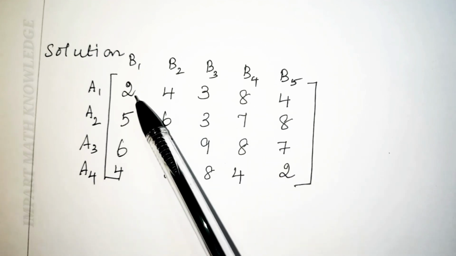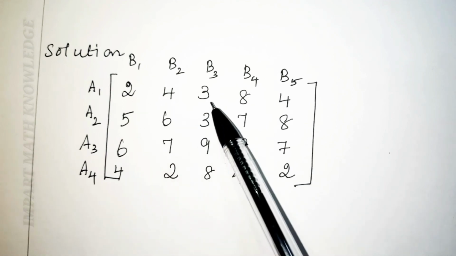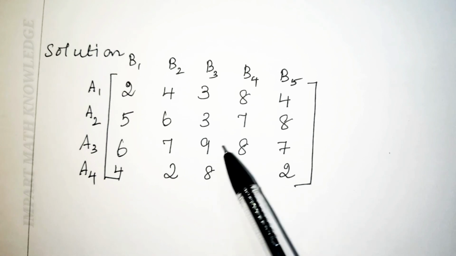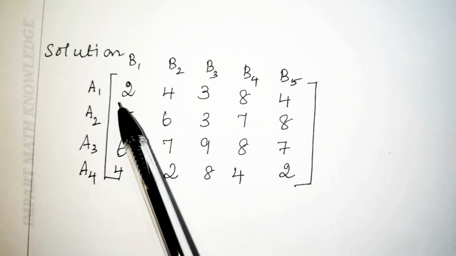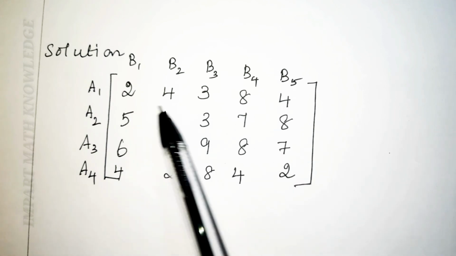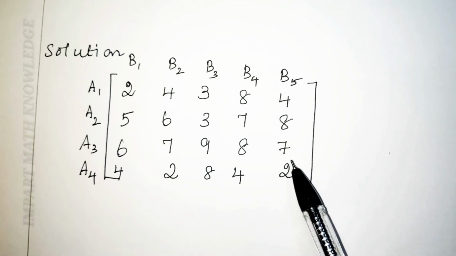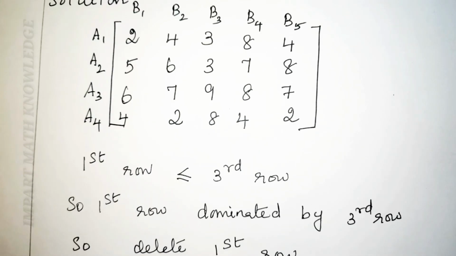Now check it with the next row: here 2 and this is 6, here 4, this is 7, here 3, this is 9, here both are equal, here 4, here 7. So the first row is less than the third row. The first row is dominated by the third row. So we have to delete the first row. Here first row is less than or equal to third row, first row dominated by third row, so we have to omit the first row.